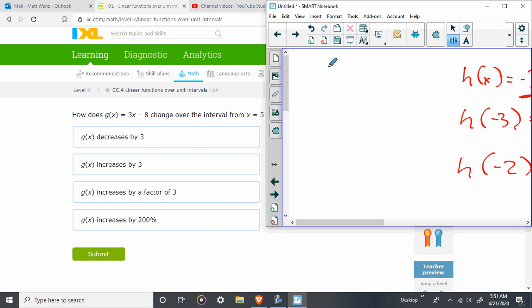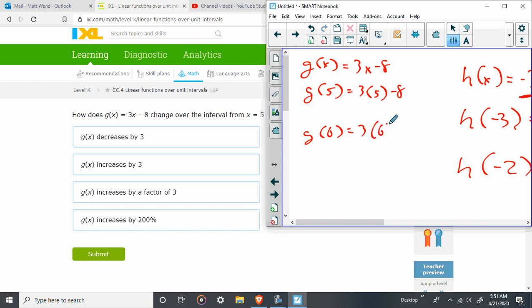Again, g of x is equal to 3x minus 8. If I plug in 5, it's 3 times 5 minus 8. And I have g of 6, which is 3 times 6 minus 8. 3 times 5 is 15. 15 minus 8 is going to be 7. 3 times 6 is going to be 18. 18 minus 8 is going to be 10. So as these change by 1, these change by 3, which is just this number right here.